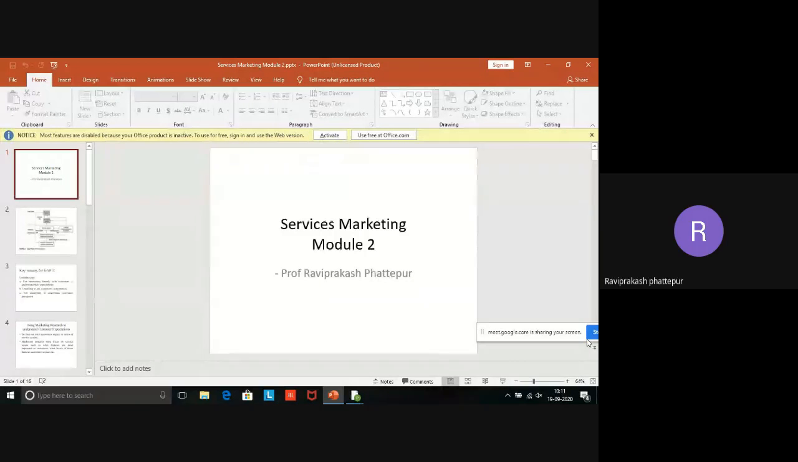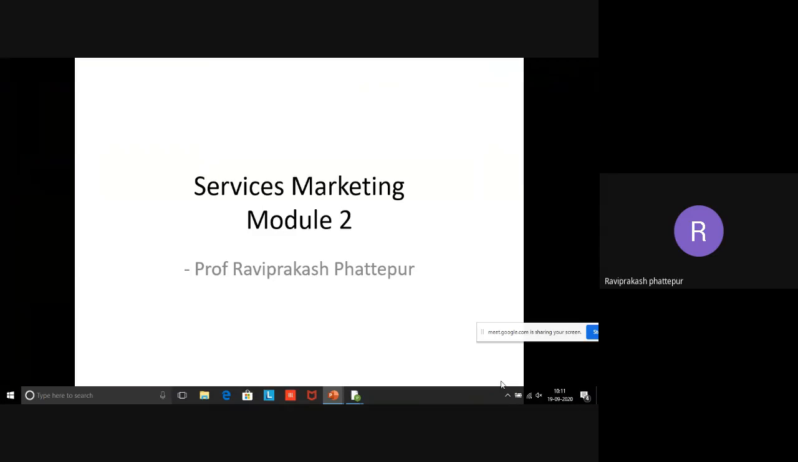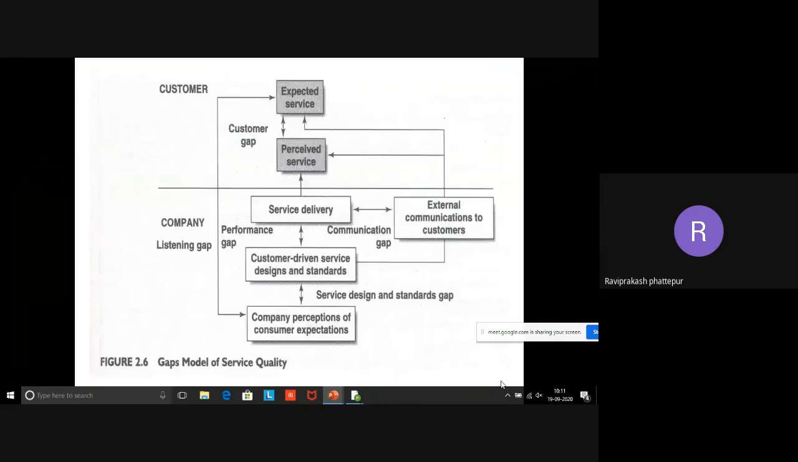Okay. So in the previous class, we had started with module 2. Just a small brief of what all we had done. We had seen the gaps model of service quality. We are having many gaps, that is 4 gaps.